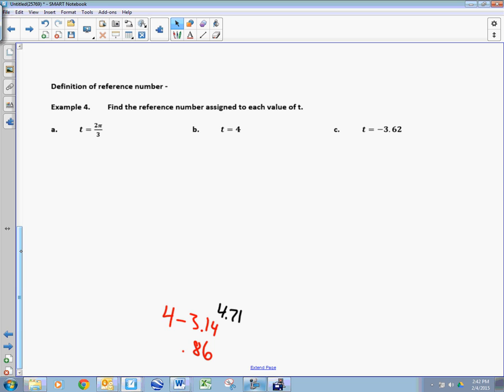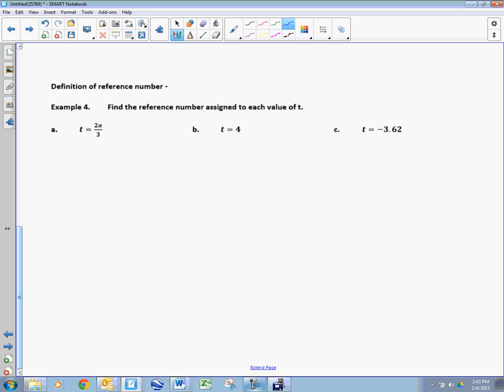Okay, so this is the last thing that we want to do for the day, and this is regarding your reference numbers. A reference number is not something that's going to make a lot of sense today. You're going to wonder, why do we use this? Again, we're at the building blocks of trigonometry. This is something you will eventually use.